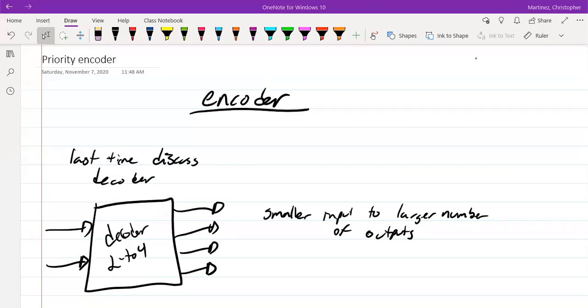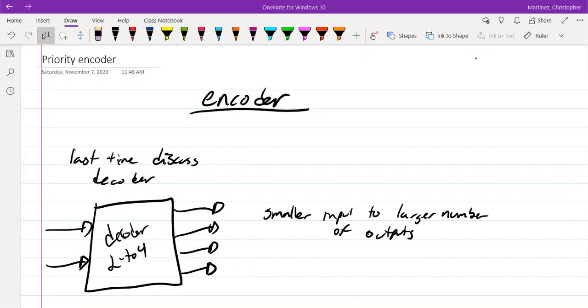We're moving on to our last major building block that we need to discuss. So we've already done the mux and the decoder, and now we're moving on to an encoder. The last time we discussed the decoder, we talked about it being somewhat of an expansion, where we have a small number of inputs, and we use that small number of inputs to drive into a larger number of outputs.